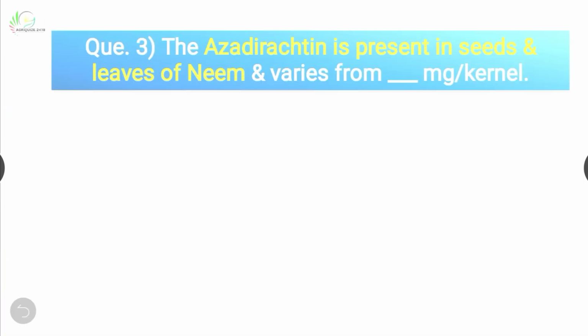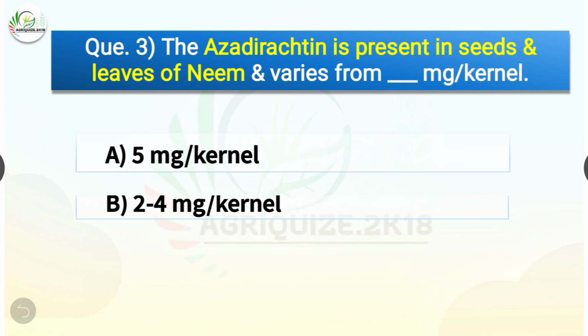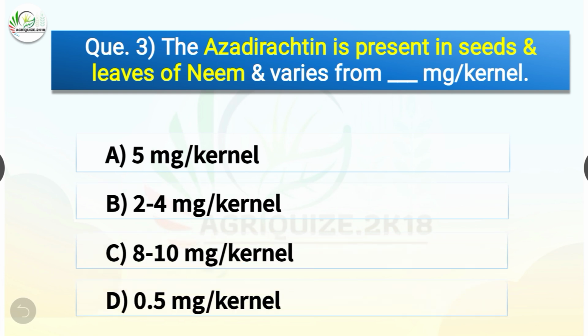Question number 3. The azadirachtin is present in seeds and leaves of neem and varies from dash mg per kernel. The options are 5 mg per kernel, 2 to 4 mg per kernel, 8 to 10 mg per kernel or 0.5 mg per kernel. The correct answer is option B, 2 to 4 mg per kernel. So the azadirachtin is present in seeds and leaves of neem and varies from 2 to 4 mg per kernel.